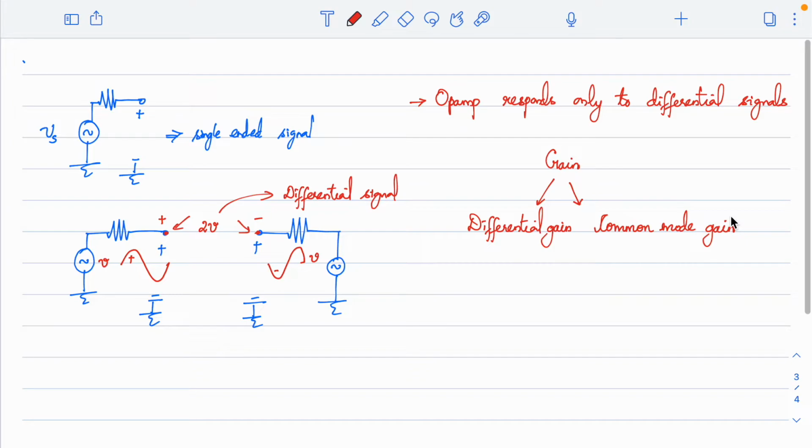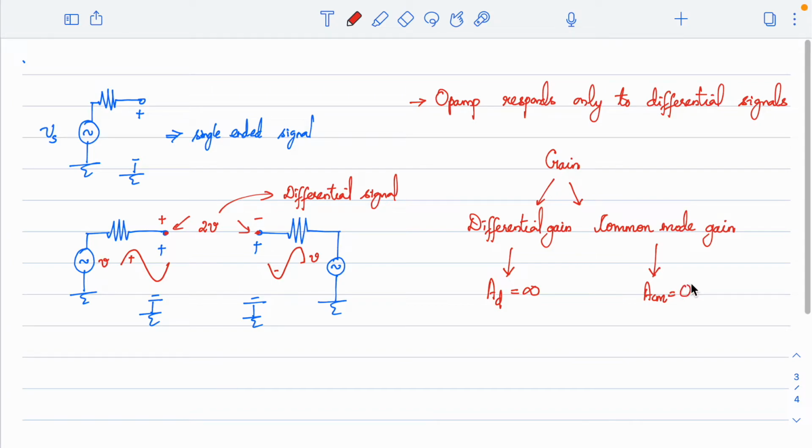We'll talk more about this again. So the op-amp should only respond to differential signals, and the common mode gain of an op-amp should be very low. That means, I'll also write here, that the differential gain we are expecting, if I mark it as AD, should be equal to infinity, and common mode gain should be equal to 0.